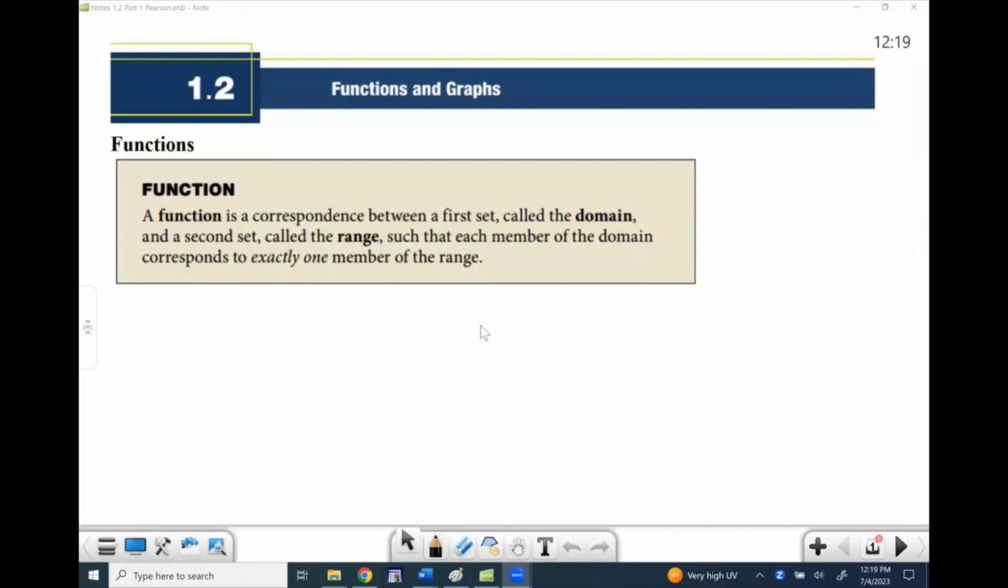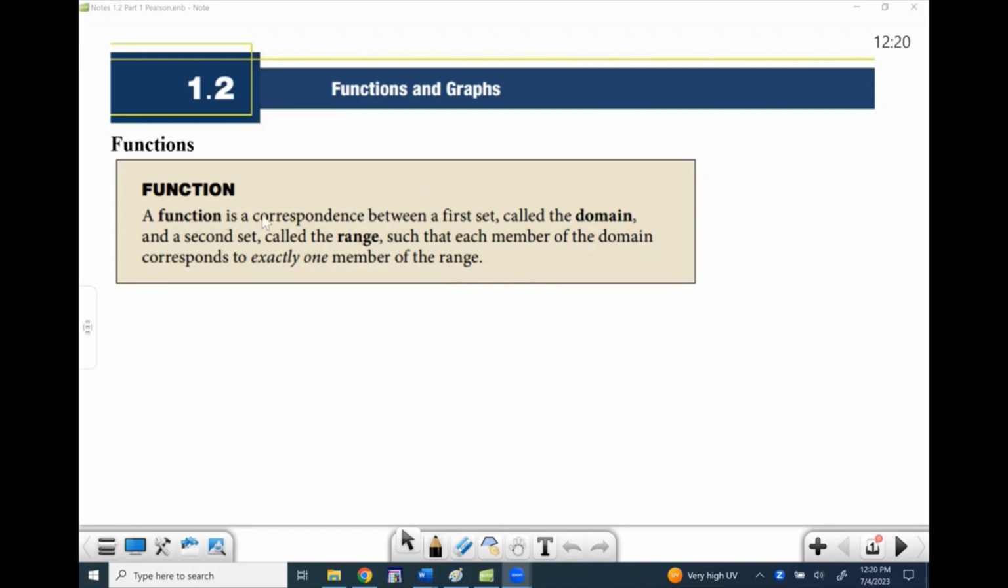All right, welcome you guys to 1.2 part 1. So in this section, we're going to be talking about what a function is in detail and function notation. We're going to be moving away, slowly but surely, from using y, and instead using f of x, and we'll talk about that. So let's talk about what a function is.